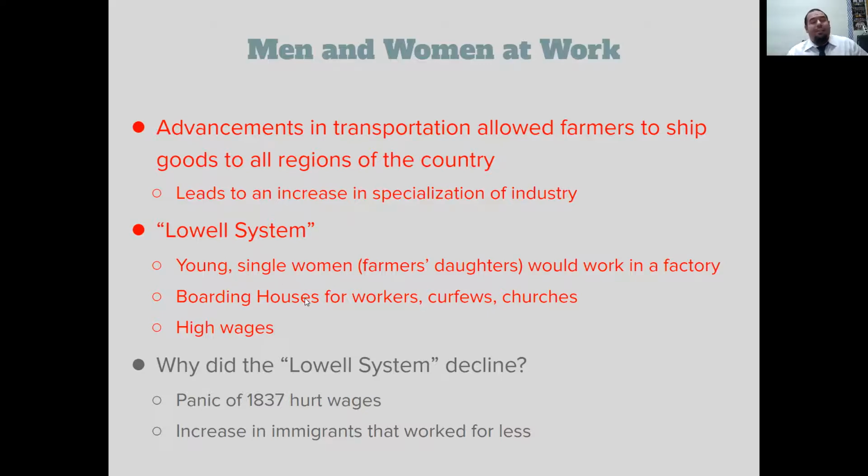So then these single ladies could save up some money. So when it came time for marriage, they could help with their new family.